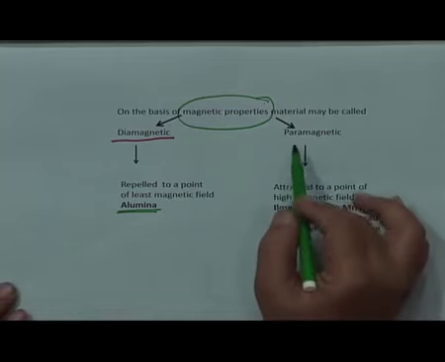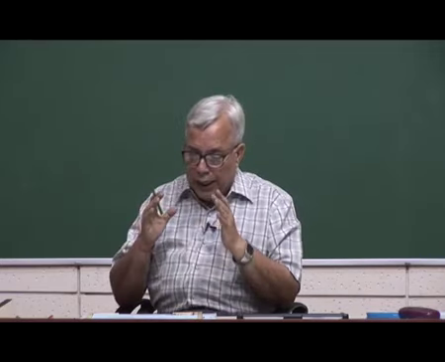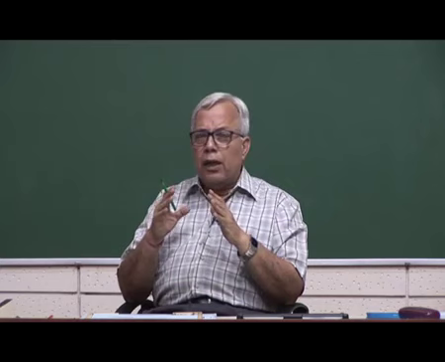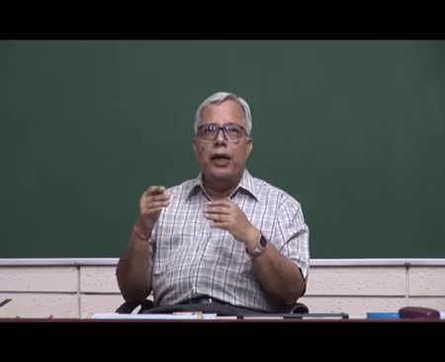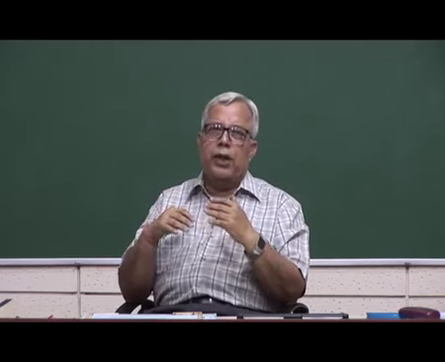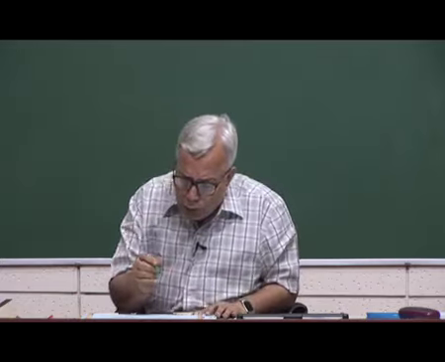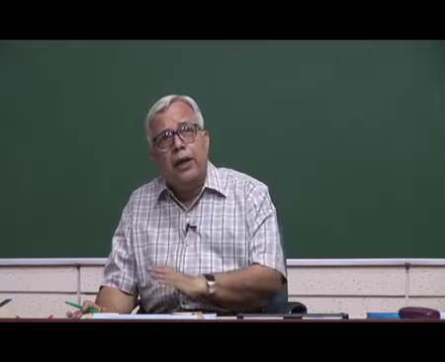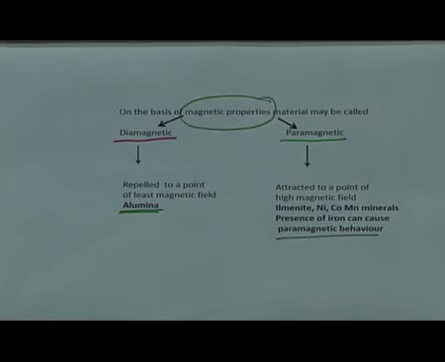There is another kind of material called paramagnetic. This paramagnetic material is basically attracted to a point where the magnetic field is maximum. In other words, diamagnetic material basically repels the magnetic lines. Magnetic field is defined in terms of magnetic lines. It is a magnetic force, and this force is in the form of magnetic lines. So, diamagnetic material repels the magnetic lines and paramagnetic material attracts the magnetic lines.